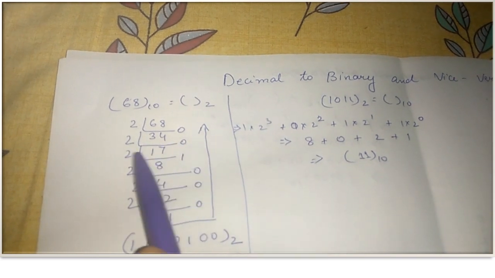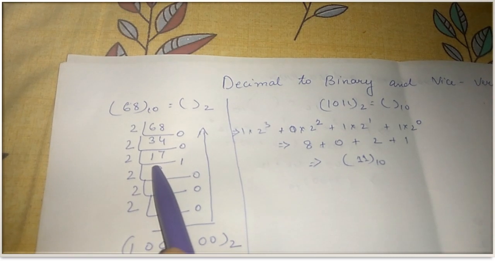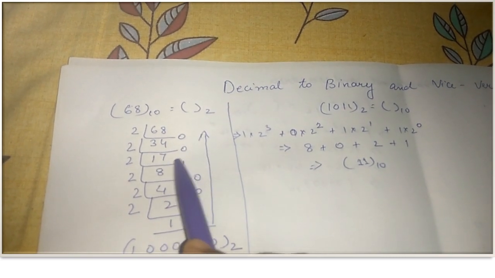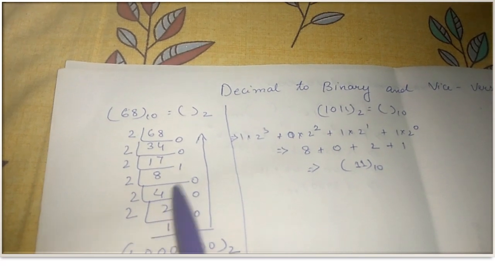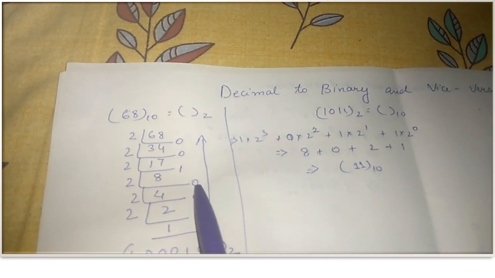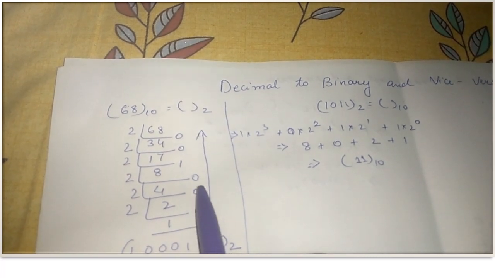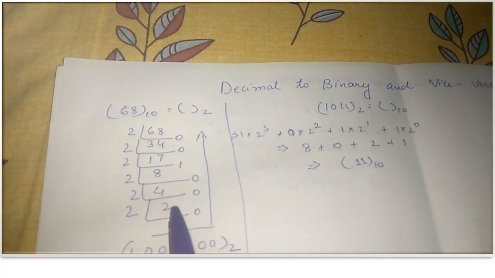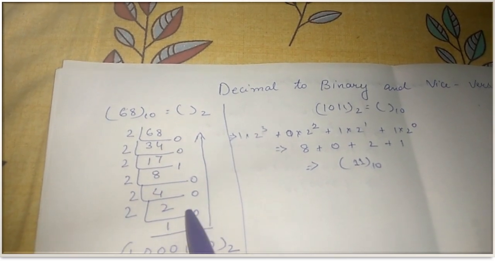Next we again divide by 2, and we get 8, but the remainder is 1. So we'll write 1 here. Next we again divide by 2, we'll get 4, but the remainder is 0. We write 0 here. Next 4 is divided by 2, the remainder is 0, but the quotient is 2. Then again 2 divided by 2, we get the quotient 1, but the remainder is 0.